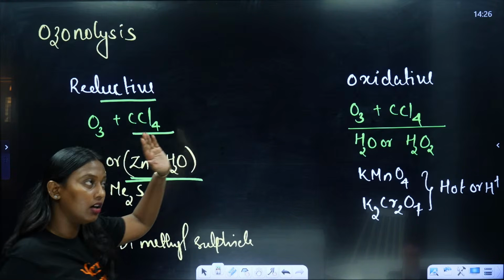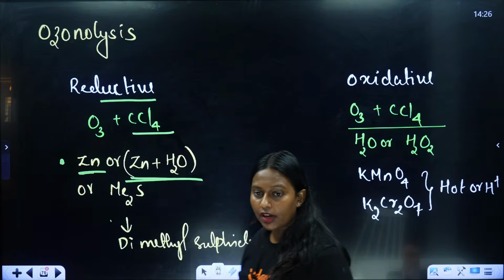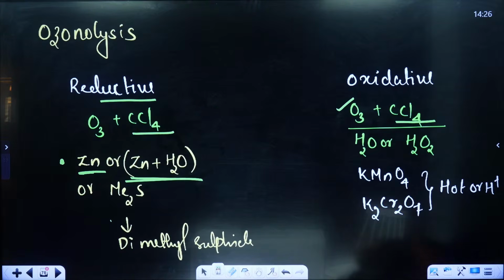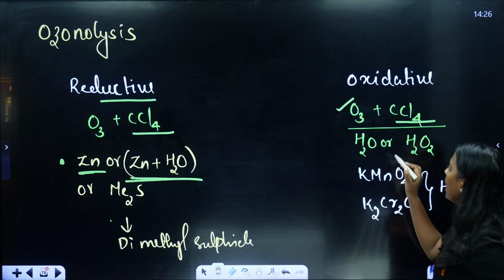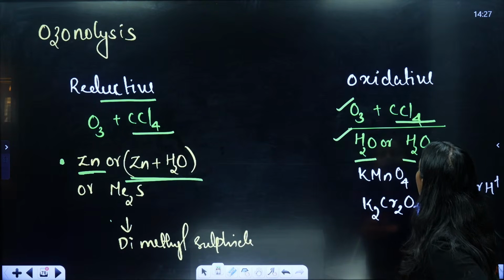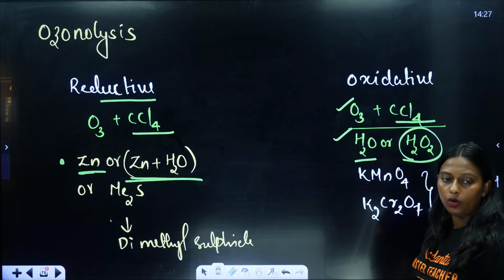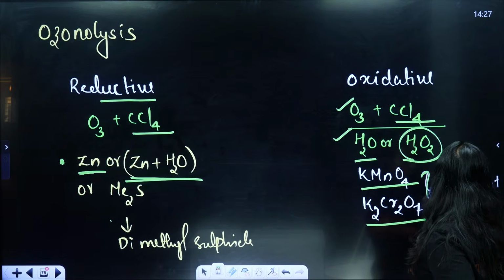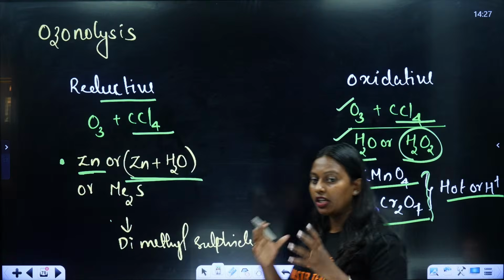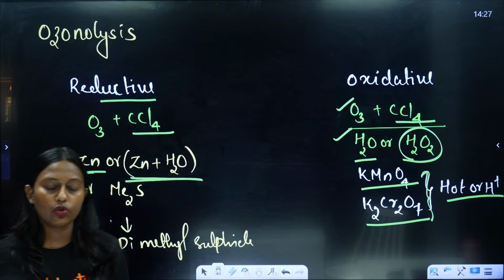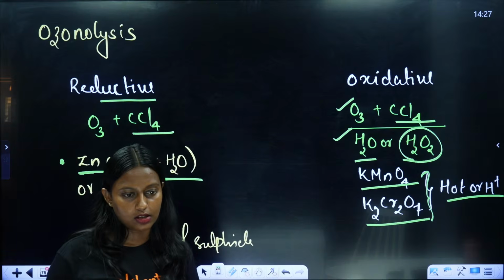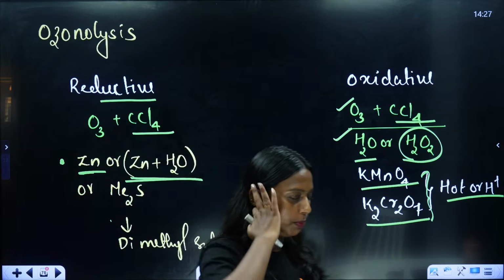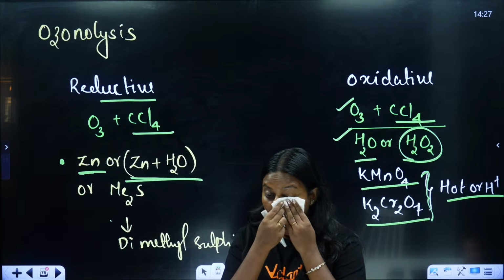When you consider oxidative ozonolysis, here we are taking ozone and CCl4, and water and hydrogen peroxide. Also we can take KMnO4 or K2Cr2O7, in hot conditions, acidic KMnO4 and acidic K2Cr2O7, to do oxidative ozonolysis. Clear? This reagent is very important, so I am giving a separate page for the ozonolysis reagents.